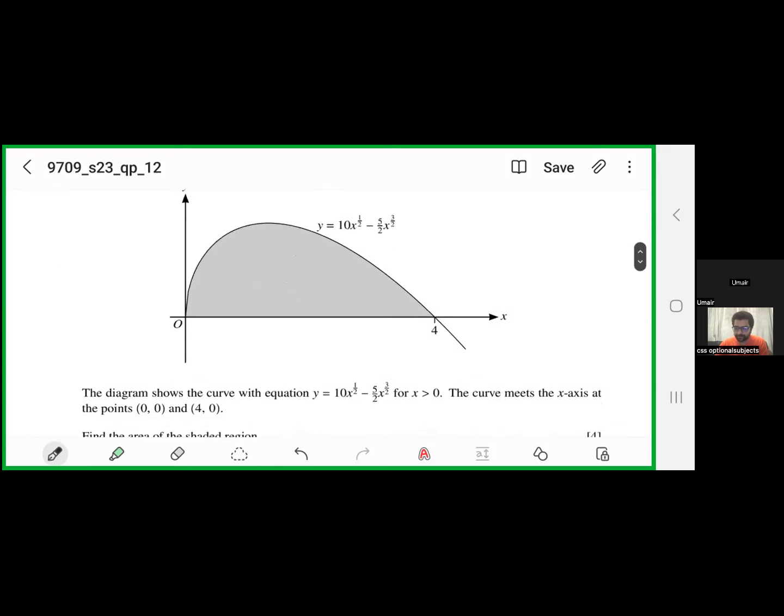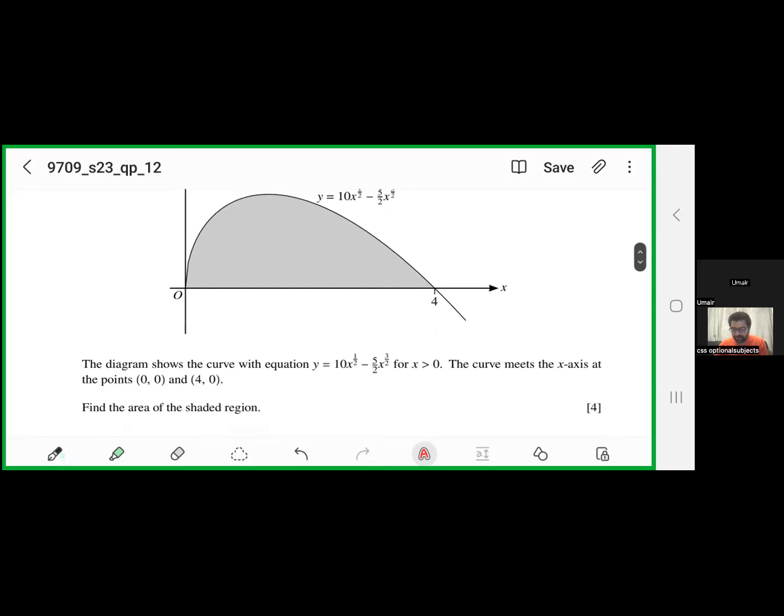Next question is, the diagram shows the curve with equation. The equation of this curve is given. The curve meets the x-axis at point 0, 0, this point, 4, 0, this point. Area of the shaded region. You have to find the area of the shaded region under the curve.